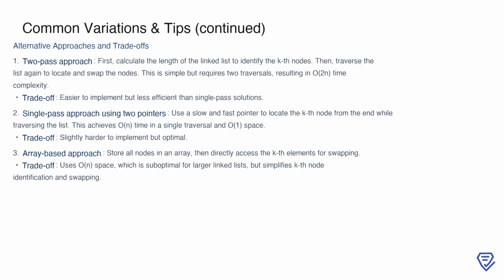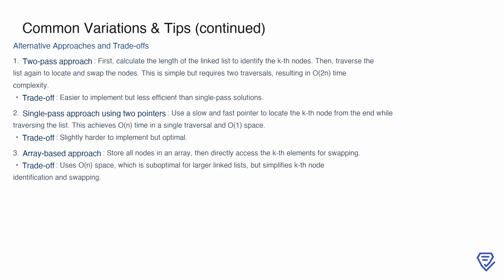On the other hand, the single-pass approach using two pointers is more efficient. By advancing one pointer ahead by k steps and then moving both pointers together, you can locate the kth node from the end during a single traversal. This achieves O(n) time in O(1) space, making it optimal, though slightly more complex to implement.